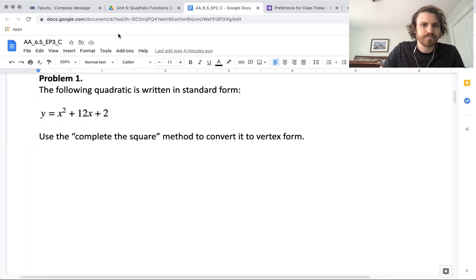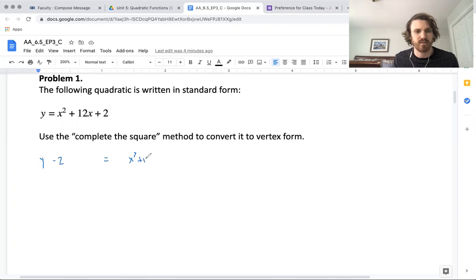It says, the following quadratic is written in standard form, and that's because it's in the ax squared plus bx plus c form. Use the complete the square method to convert it to vertex form. So to complete the square, the first thing we're going to do is subtract 2, and that should give me y minus 2 equals x squared plus 12x.